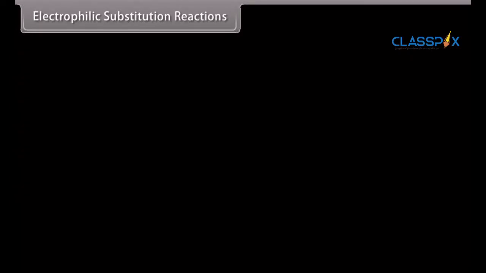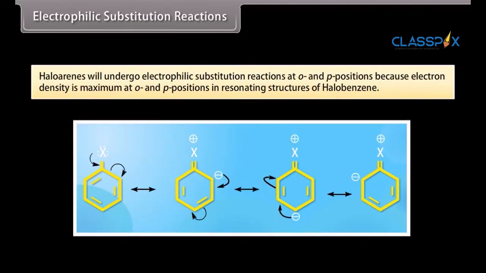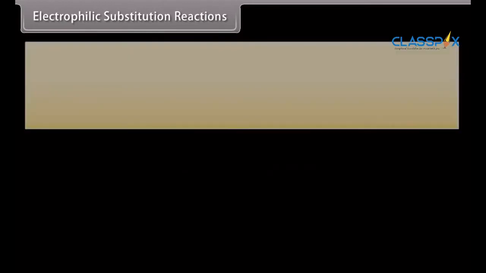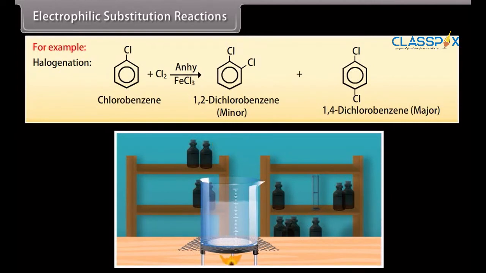Electrophilic substitution reactions. Haloarenes will undergo electrophilic substitution reactions at ortho and para positions because electron density is maximum at ortho and para positions in the resonating structures of halobenzene. For example, halogenation. When chlorobenzene is mixed with chlorine and then we add ferric chloride, it reacts to give 1,2-dichlorobenzene, which is a minor product, and 1,4-dichlorobenzene, which is a major product.